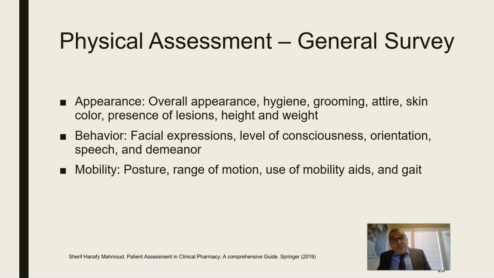So, by looking at the overall appearance of the patient, the hygiene, grooming, the patient's attire, skin color might indicate some illnesses, like jaundice, which is yellow colored, right? Presence of lesions, patient height and weight, whether the patient is overweight or underweight, behavior like facial expressions, level of consciousness could be a sign of a red flag if the patient has a low level of consciousness, orientation, speech, demeanor, mobility as well, patient posture, range of motion, whether the patient is using mobility aids, and gait.